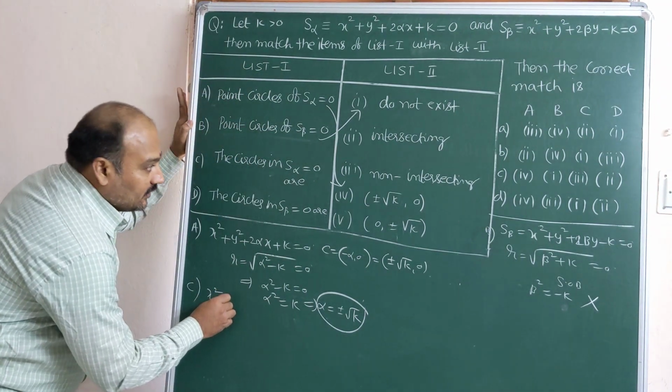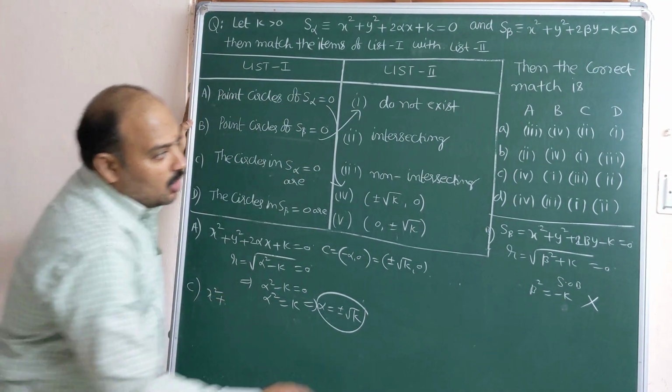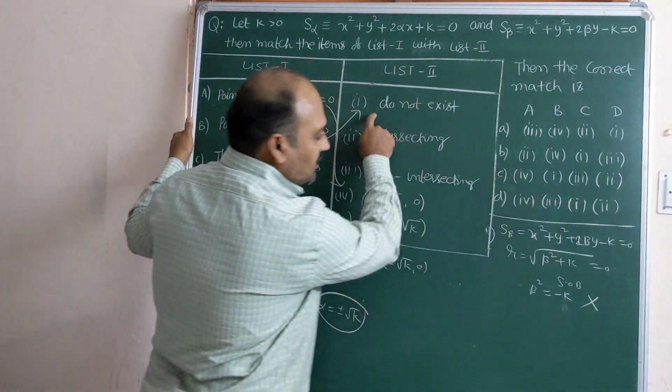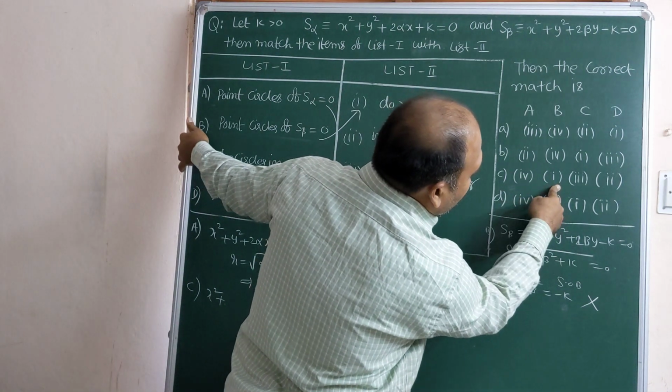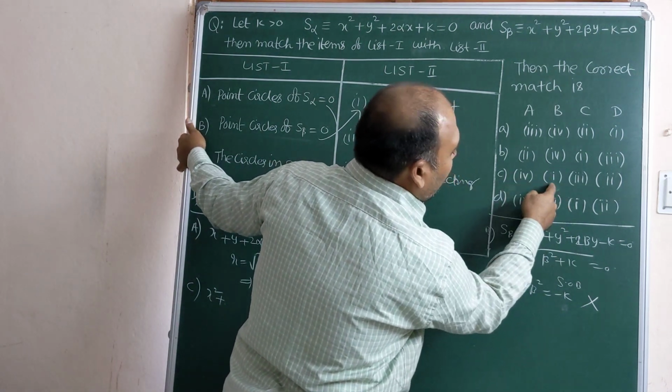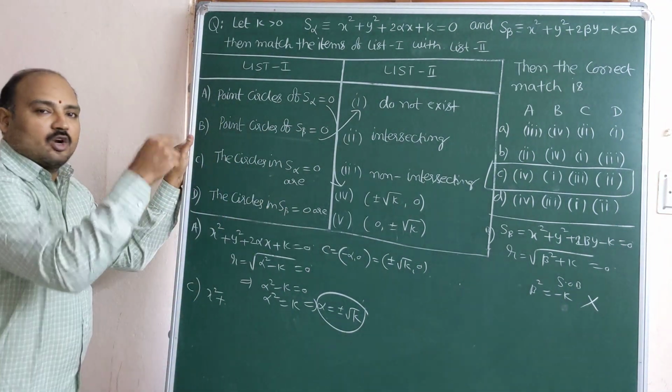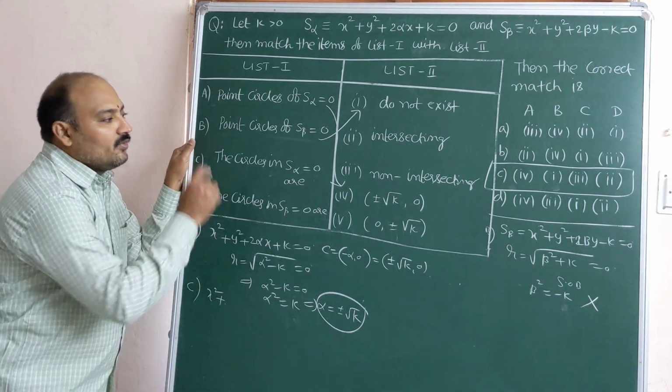X square. And among the options also, the fourth one and the first one are decided. So there is no option for fourth and common. So we need to put this option, but still we will verify. The third option is going to be the correct option.